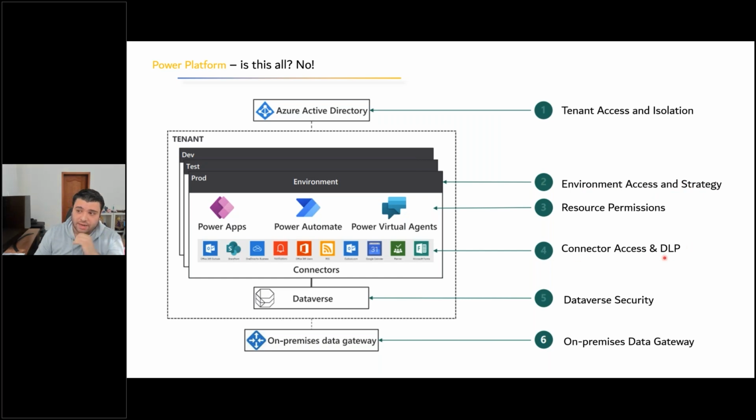When you look at the layers we have, you have your governance and security on Azure Active Directory, such as tenant isolation and tenant access. Then you have the environment access and strategy, the one that I really love, which I talked about. Then you have the resource permissions, Dataverse security, and then the on-premises data gateway. All those pillars as artifacts need to have their own security governance model so people know what they do.